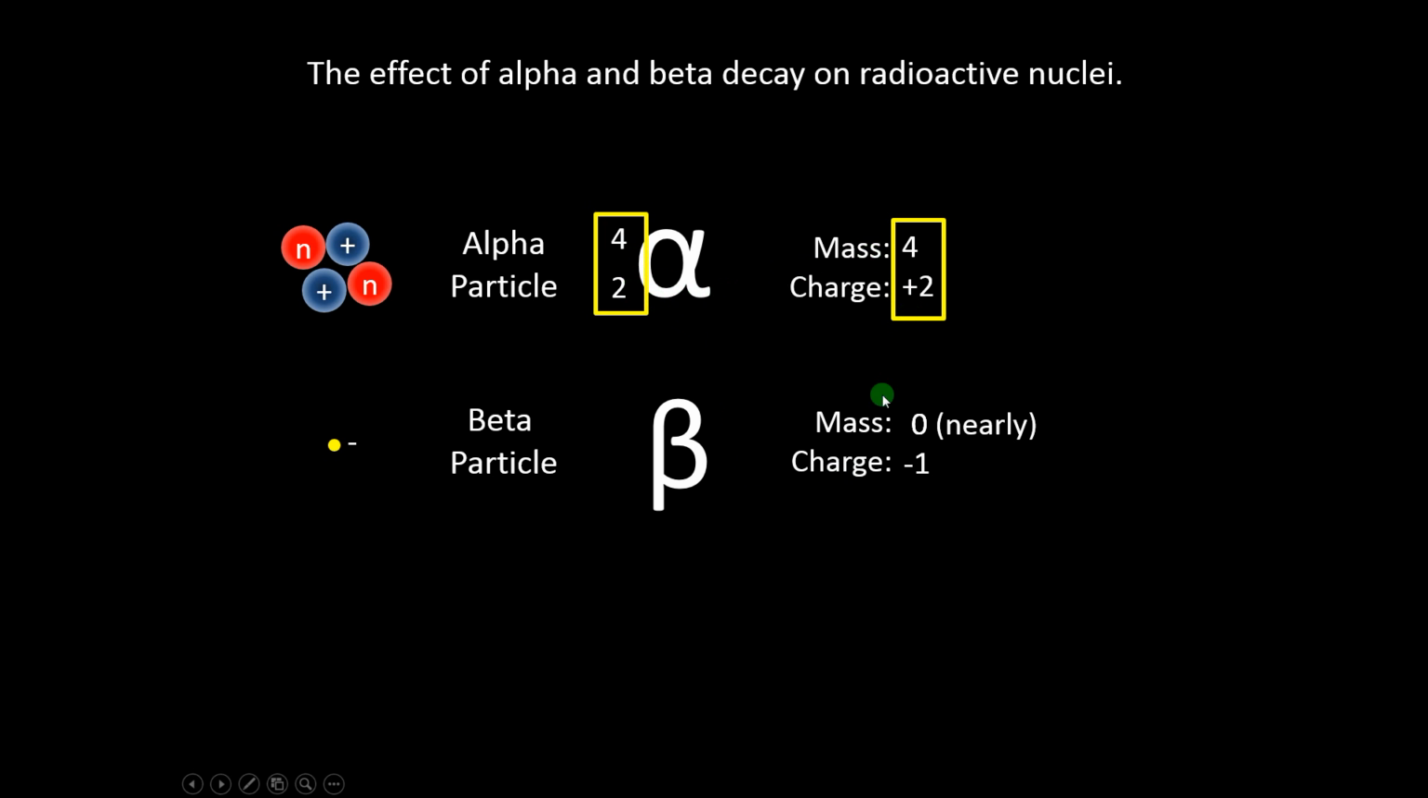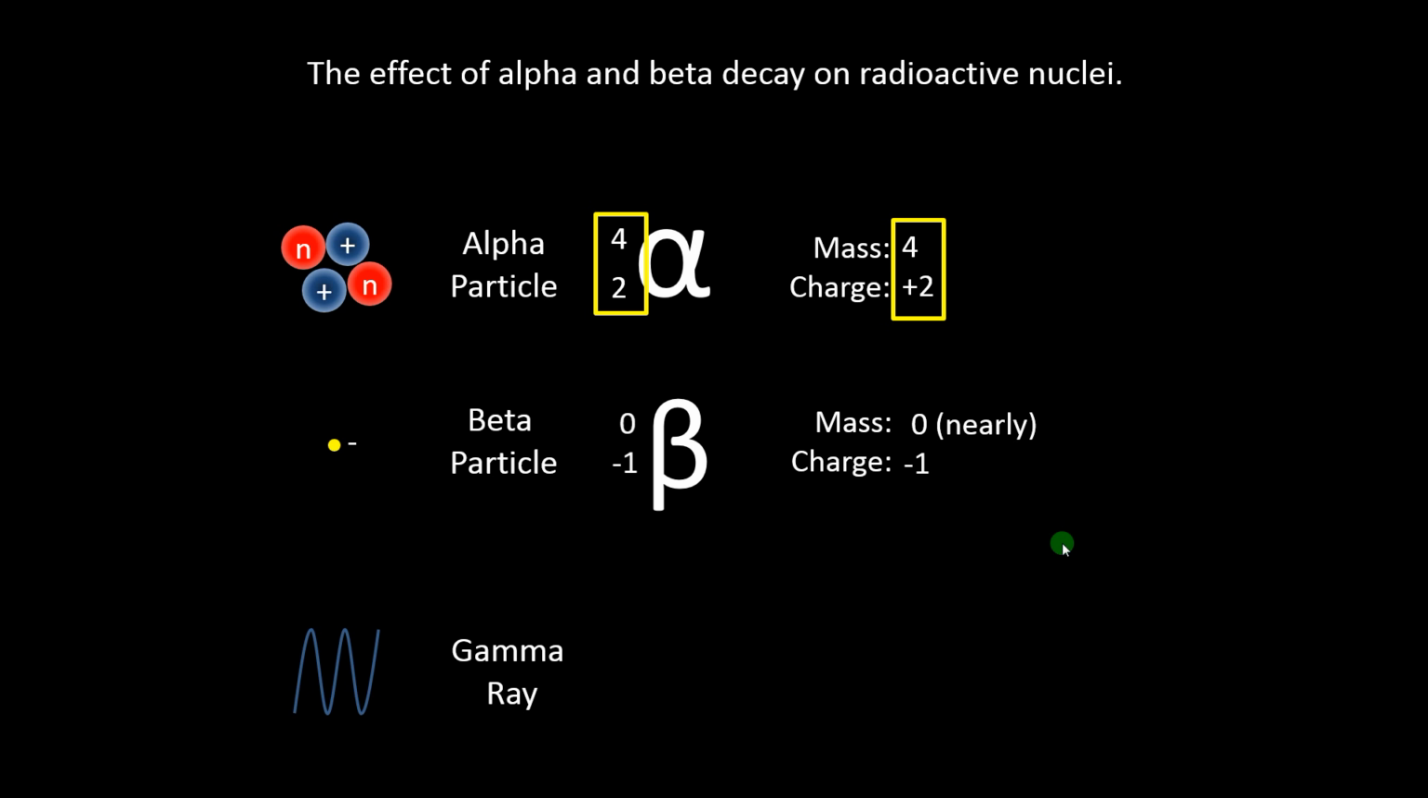So because these match for the alpha particle, it's reasonable to say they're going to match for the beta. So you need to remember that alpha particles are 4, 2, and you need to remember that beta particles are 0, -1. Okay? And then the final sort of decay that we need to know about is the gamma ray.